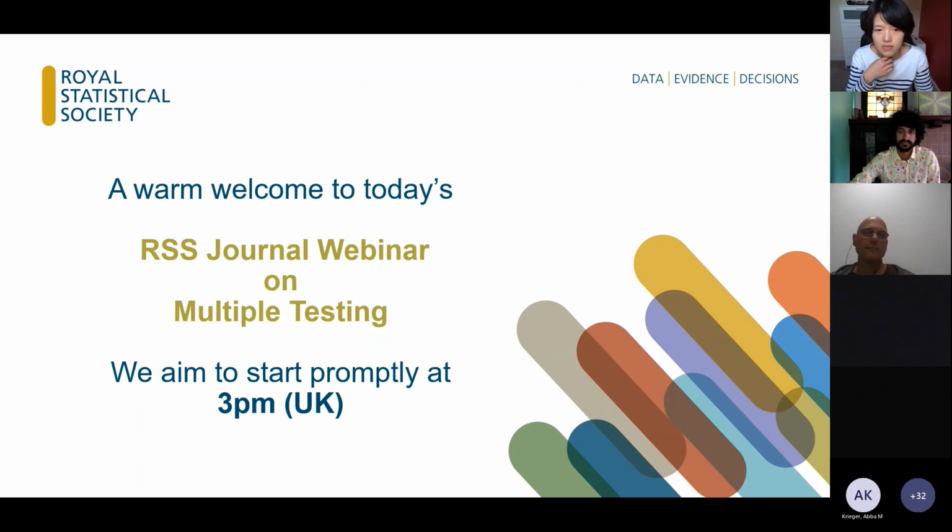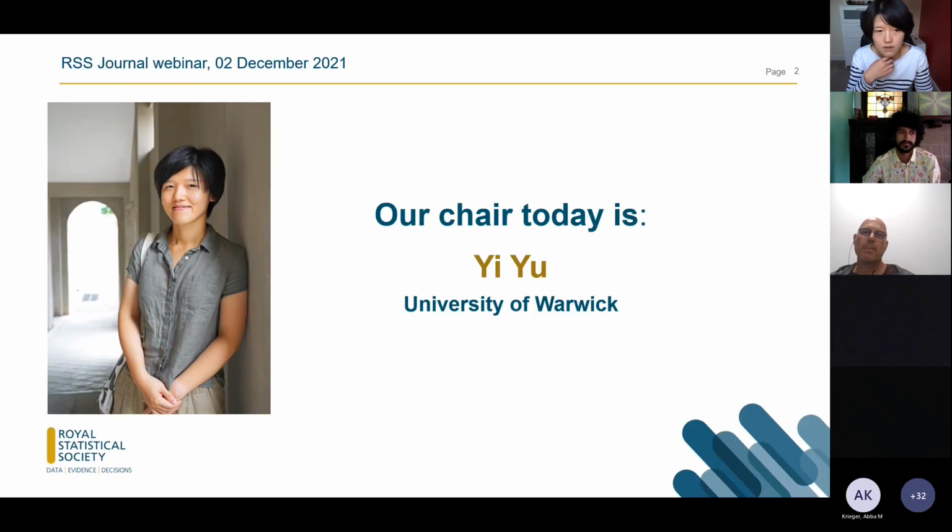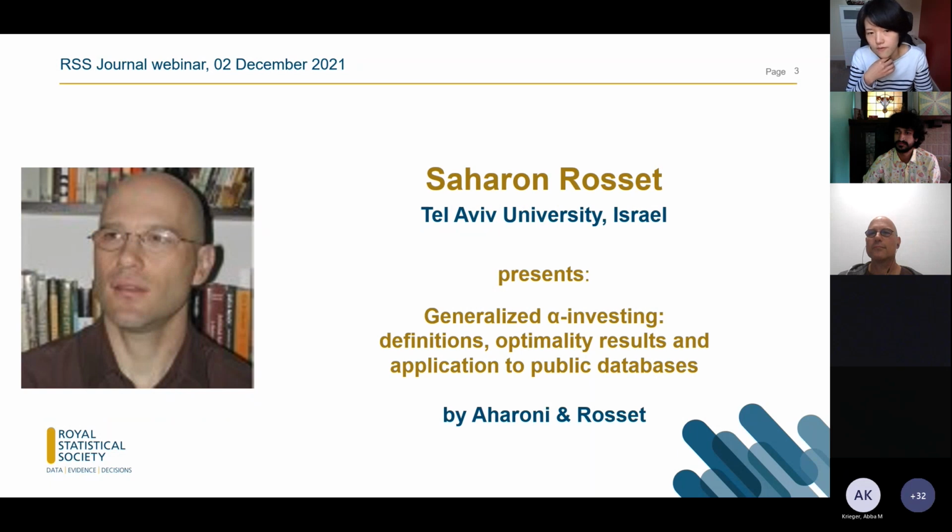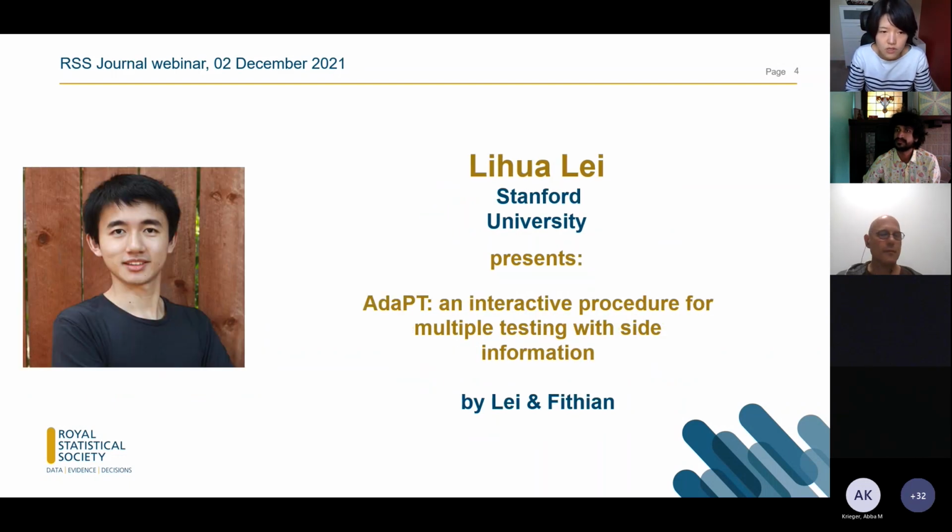Today's theme is multiple testing, and we will feature two past papers. The first is on alpha investing and will be presented by Aharoni Rosset from Tel Aviv University. The second paper is on the ADAPT method, and this will be presented by Lihua Lei from Stanford University. Lihua's co-author on this paper, Lei Fithian from Berkeley, is also with us today. It's a tradition for these RSS webinars to have a discussant, and our discussant today is Aaditya Ramdas from Carnegie Mellon University. Aaditya has also worked a lot on multiple testing, among many other interesting topics. I am the chair today. My name is Yi Yu, from the University of Warwick.